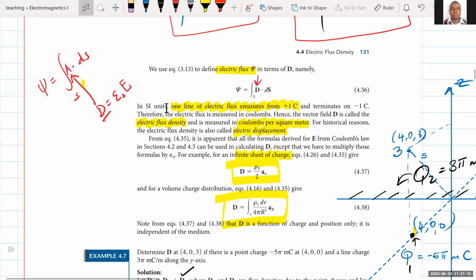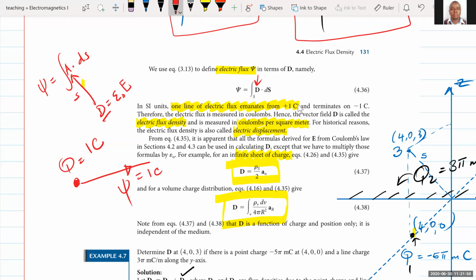And now we are saying that in SI units, one line of electric flux emanates from one coulomb. And therefore, electric flux is given in the units of coulombs, which are the units of charge. If you have a charge Q equal to 1 coulomb, it will generate one flux line, which again is expressed as equal to 1 coulomb. So that is the equivalence.